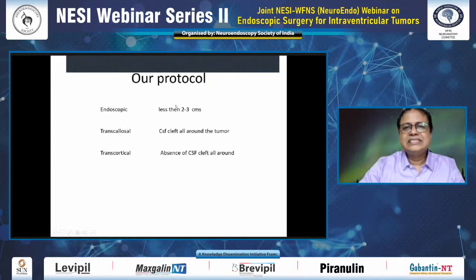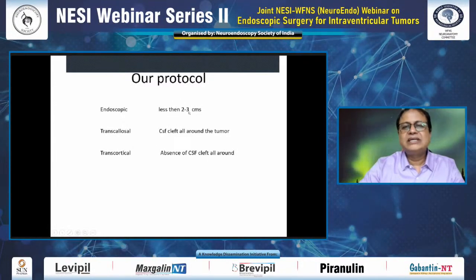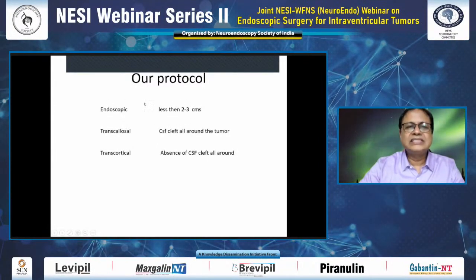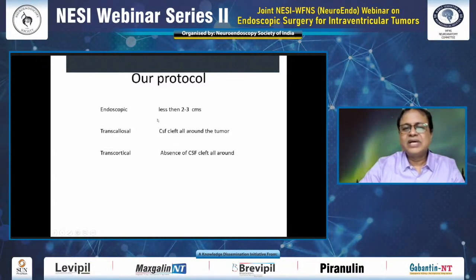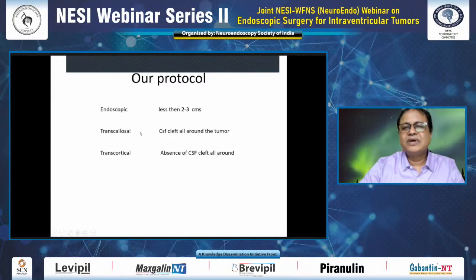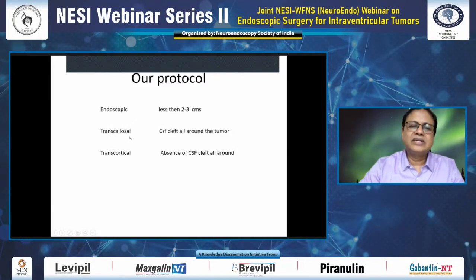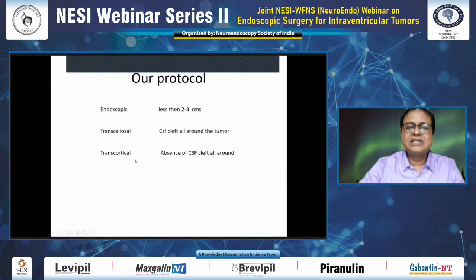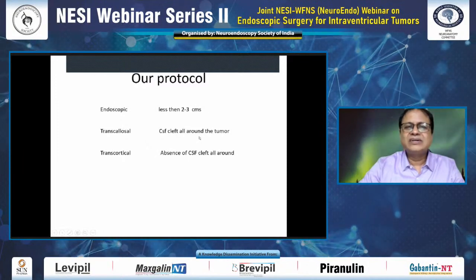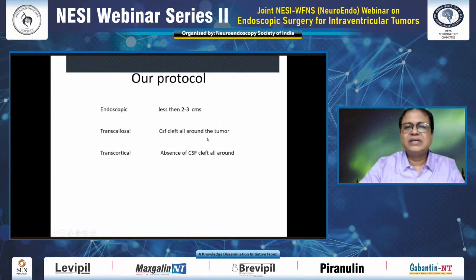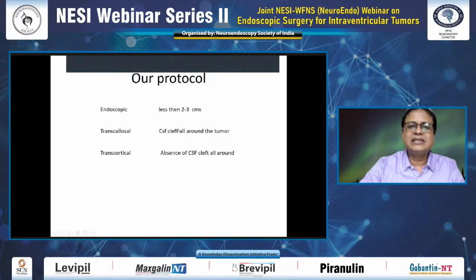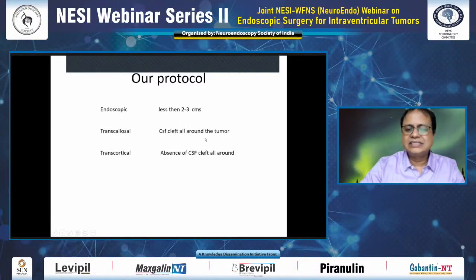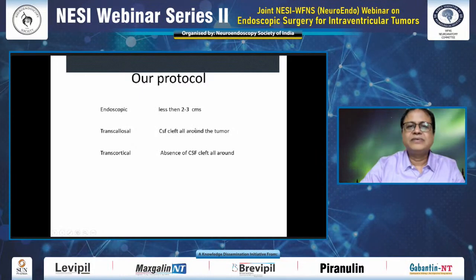If there is CSF cleft all around the tumor in the ventricle, then we go for a transcallosal. But if the tumor is adherent to one of the walls, so we don't have a CSF cleft all around, then we do a transcortical, as many times they are attached to the lateral wall of the ventricle. And if you do transcallosal, we might leave a tumor, or it may not be seen, the attachment to the lateral wall of the ventricle. So we prefer a transcortical in these cases. I'll show an example of each one.